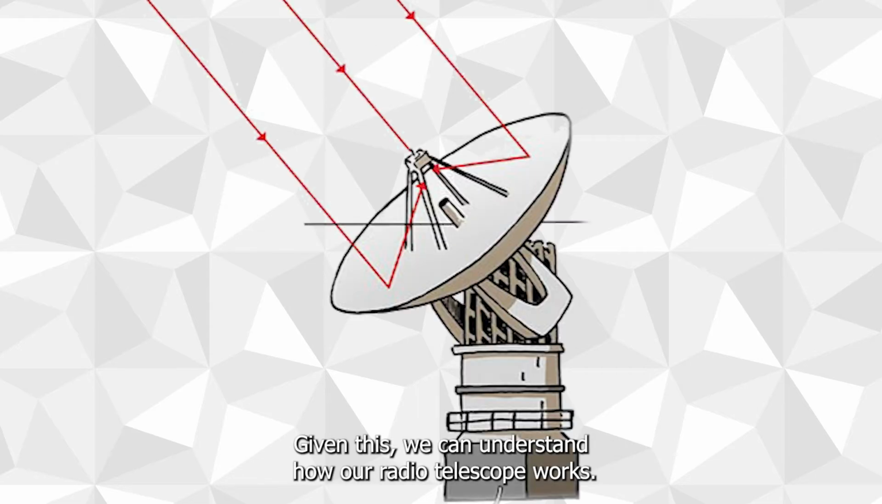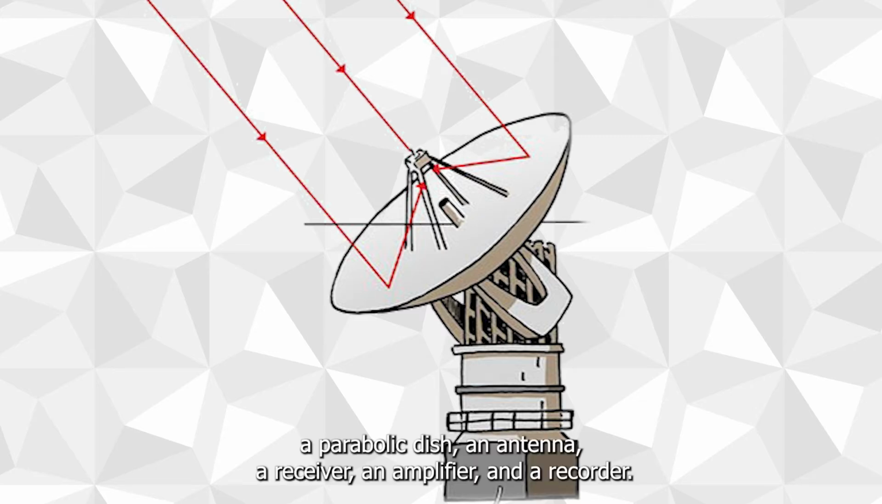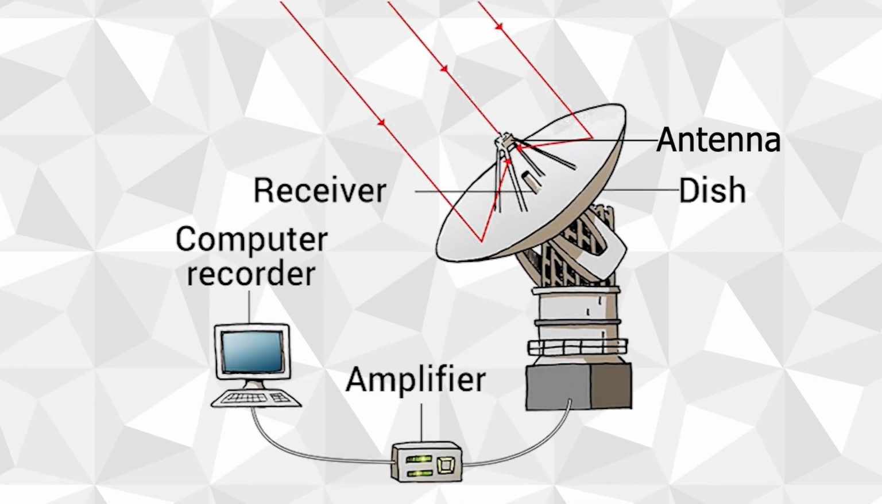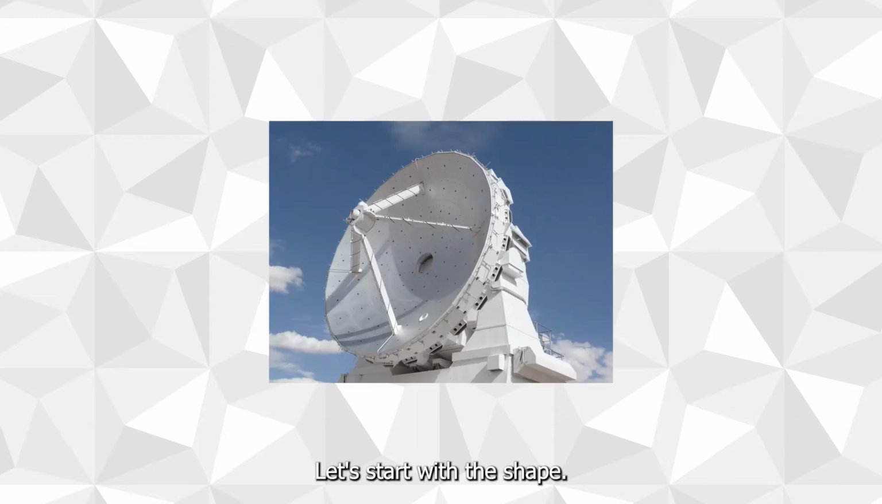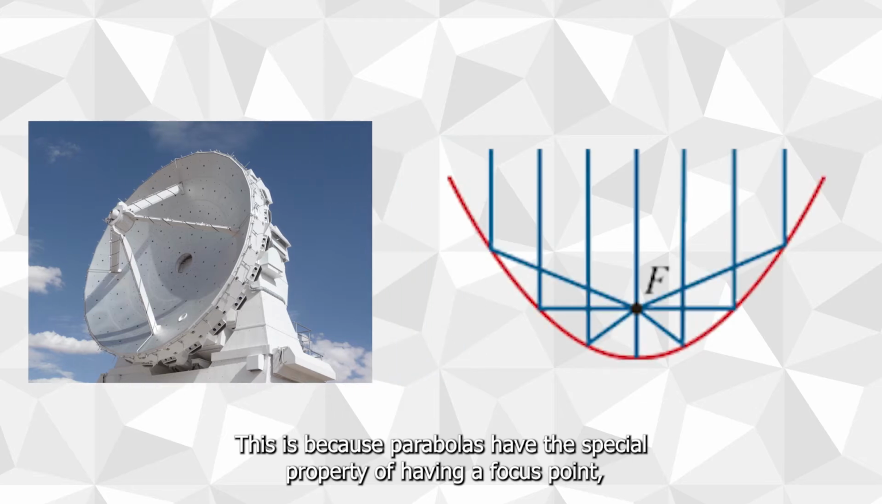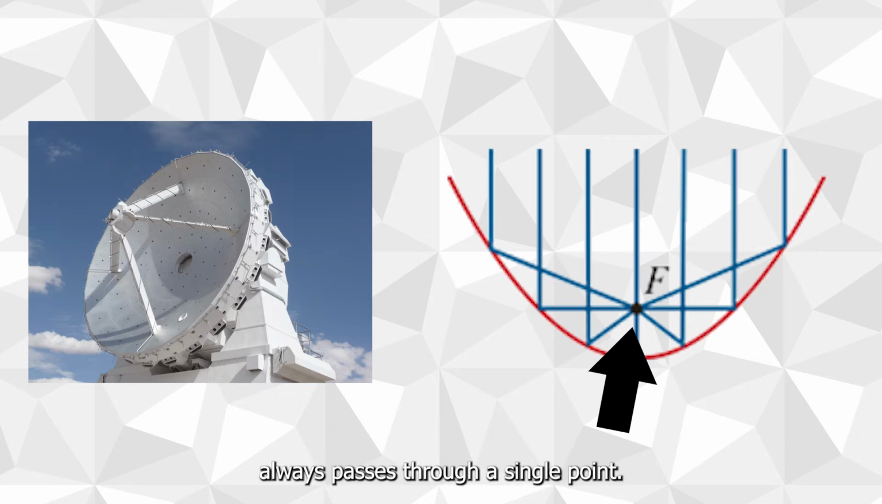Given this, we can understand how a radio telescope works. There are four main components of a radio telescope: a parabolic dish, an antenna, a receiver and amplifier, and a recorder. Let's start with the shape. The dish's shape must take the form of a parabola. This is because parabolas have the special property of having a focus point, meaning the light that is reflected off the surface of the dish always passes through a singular point.